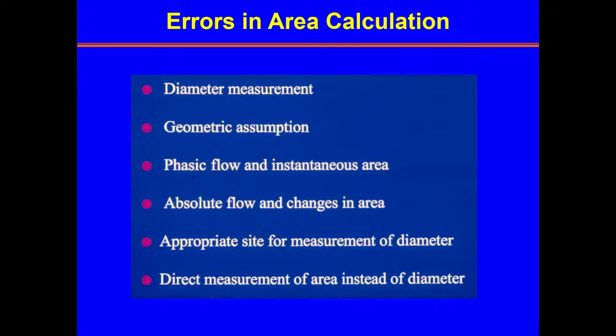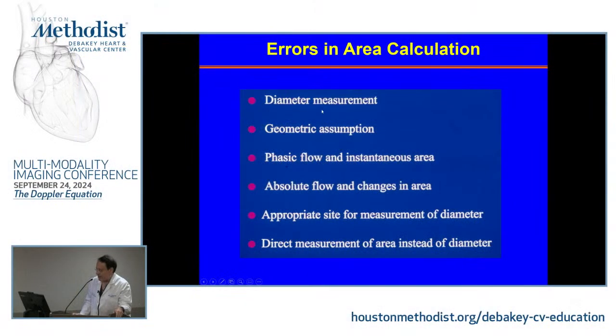We already covered the flow and how we calculate it. Let's think more critically about the potential errors in calculating flow. One error is that I make a diameter measurement that is erroneous. Say the diameter is 2.5 and I measure it as 2.2 or 2.7, whatever it is. So that's an obvious error. Another error comes from geometric assumption. I'm assuming it's a circle when it is an ellipse, for example.